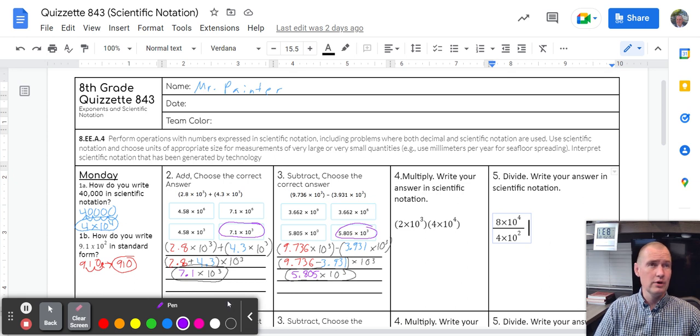All right, number 4. What we're going to do is multiply, write your answer in scientific notation. So I want to make some notations here. Let's go ahead and make 2 in red and 4 in blue, and see how this stuff comes out. So we'll even do the exponents. We'll do 3 as an orange, and we'll do 4 in green.